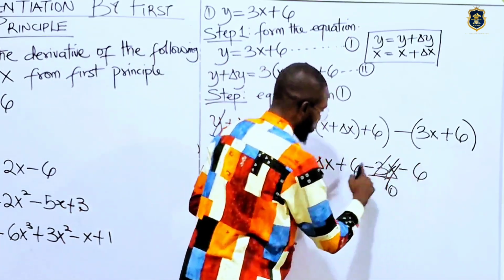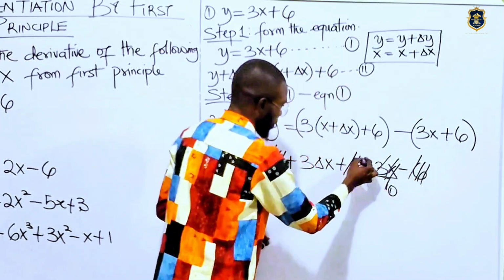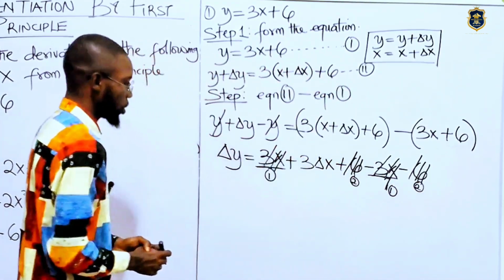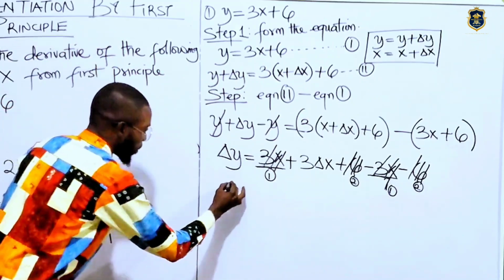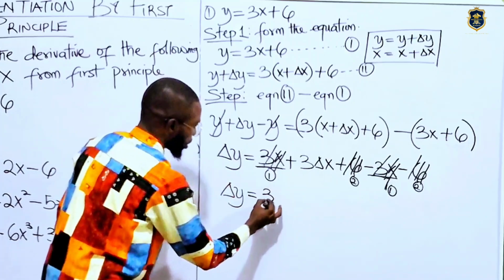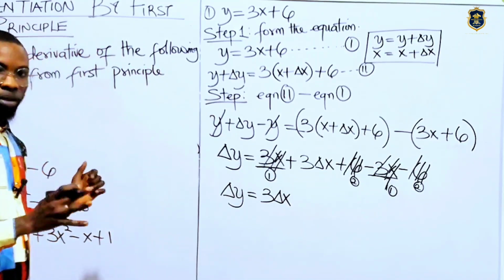The remaining one here is minus. Look at plus 6, minus 6, they must cancel out. That's our number 2 that I cancel out. Are you seeing now? What is left? What we're left with is now our delta y is equal to 3 delta x. Nothing else.